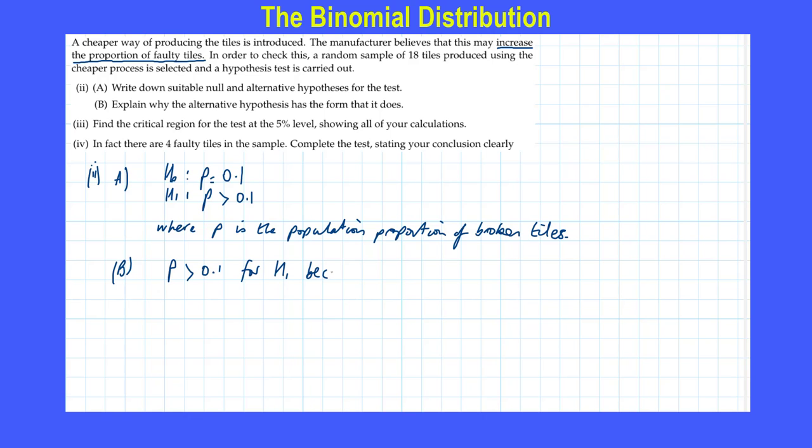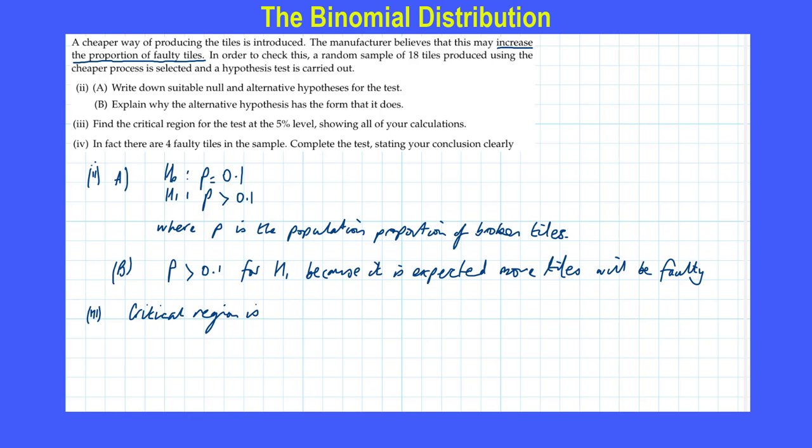Now, why are we using p is greater than 0.1? Well, that's because we're expecting there to be more faulty tiles than there were previously. Now, the critical region, this is where we will reject the null hypothesis. So this is the value where we're going to reject it.